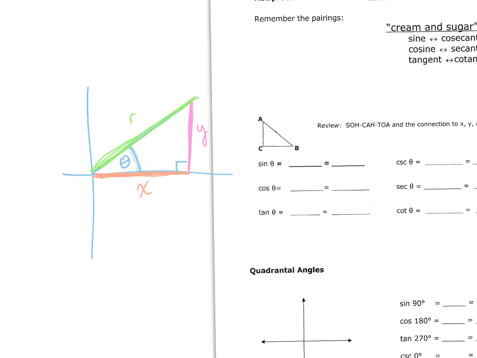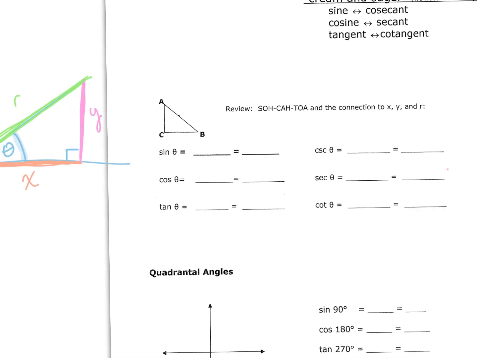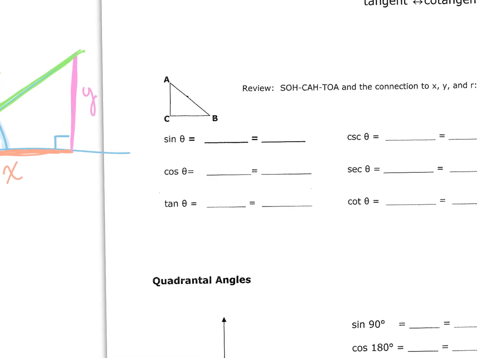So for sine, don't think opposite and hypotenuse. Tell me what the new letters would be using x's and y's and r's. What would the ratio for sine be? Jaden, what do you think? Y over r. So for the sine ratio, we do y over r.